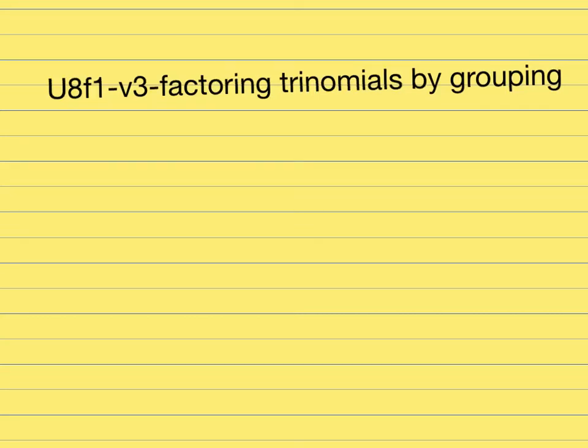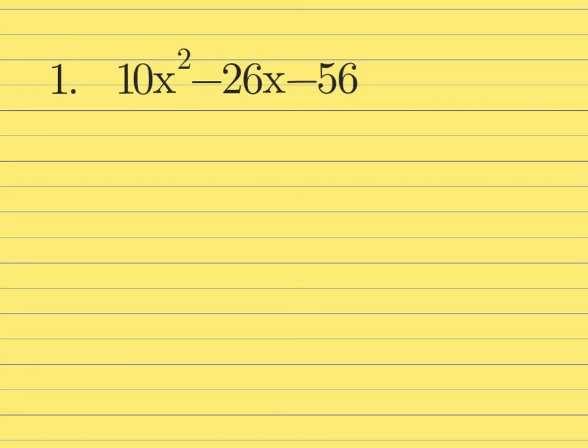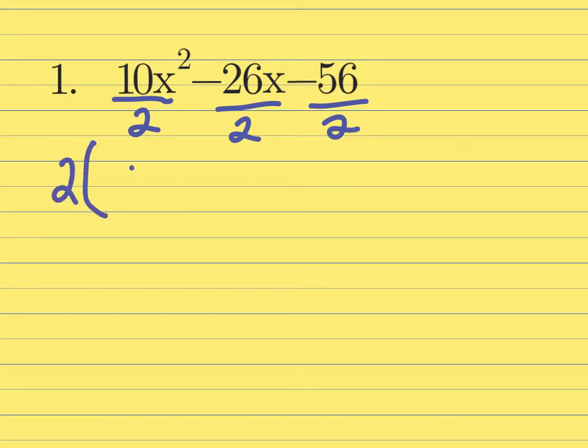All right, this is Unit 8, Formative 1, Video 3, Factoring Trinomials by Grouping, and there will be some GCFs. So our first trinomial, we always need to make sure to see if there's a GCF. So I have 10, 26, and 56. They do have a common factor, so I'm going to eliminate the common factor. So I'm going to factor out a 2. Now I have 2, and then 5x squared minus 13x minus 28.